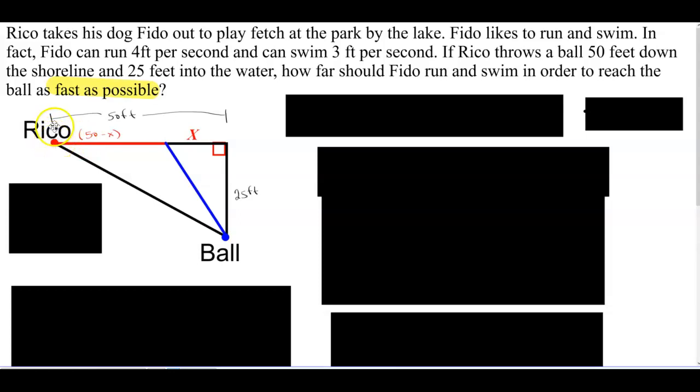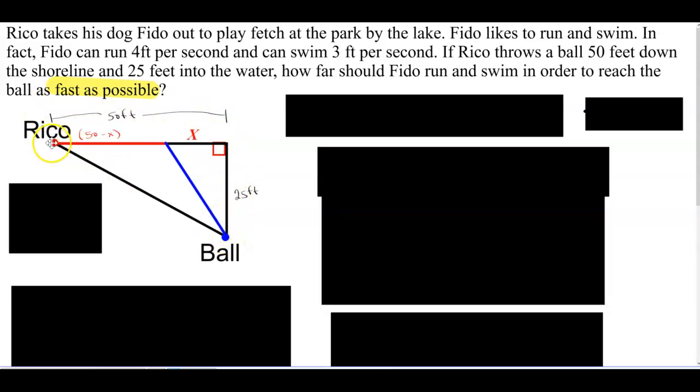Now, it says Rico throws the ball 50 feet down the shoreline and 25 feet into the water. Clearly, Rico's going to throw it at a diagonal. He's not going to throw it this way and this way, but that helps us set up this problem of having a right triangle. Now, I set up a little bit here. We know the length is 50 feet. We know that we're 25 feet into the water.